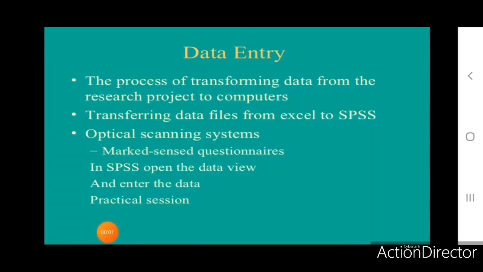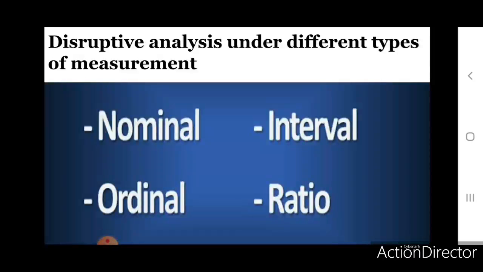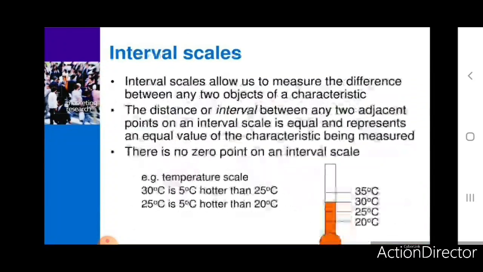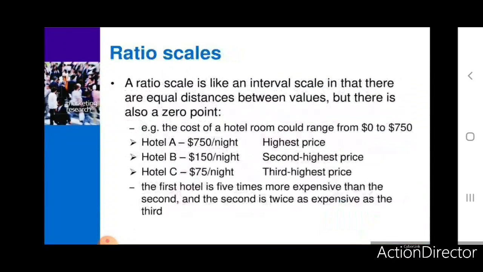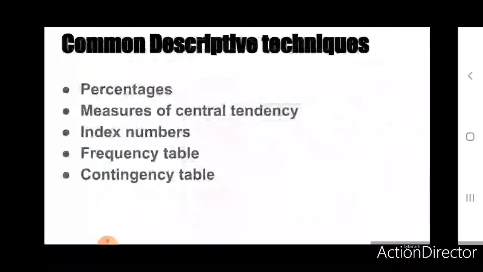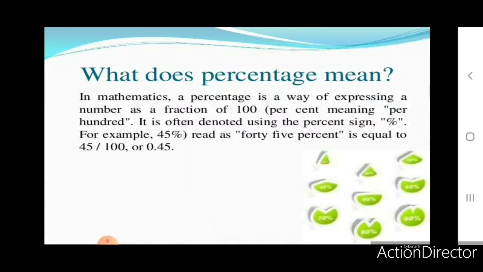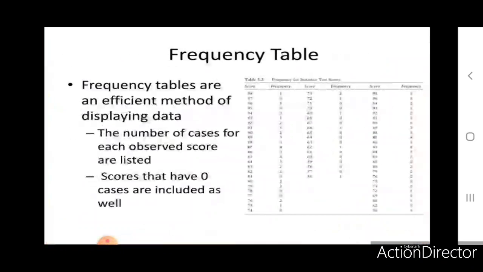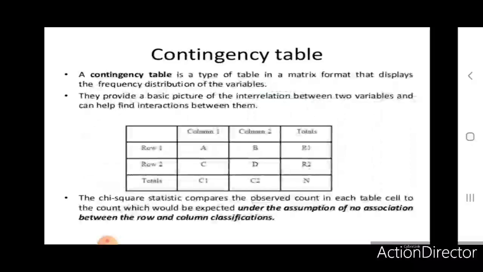So students, in this video, first we discussed the concept of data entry. Then we discussed descriptive analysis under different types of measurement. So first we discussed what is nominal scale or nominal measurement, then ordinal scale, then interval scale and ratio scale. Then after that we discussed common descriptive techniques. Under the head common descriptive techniques, we discussed percentage, then measures of central tendency, then index numbers, then frequency table, then contingency table.